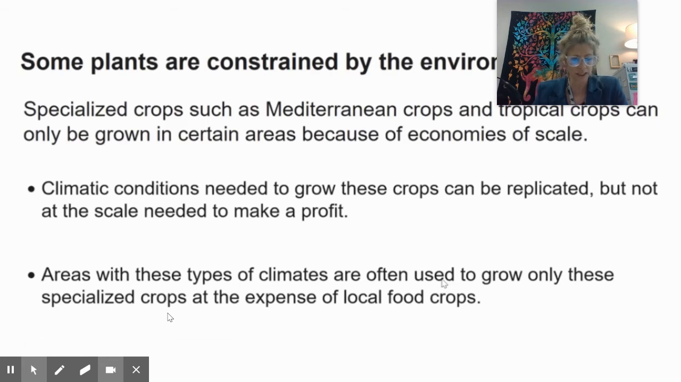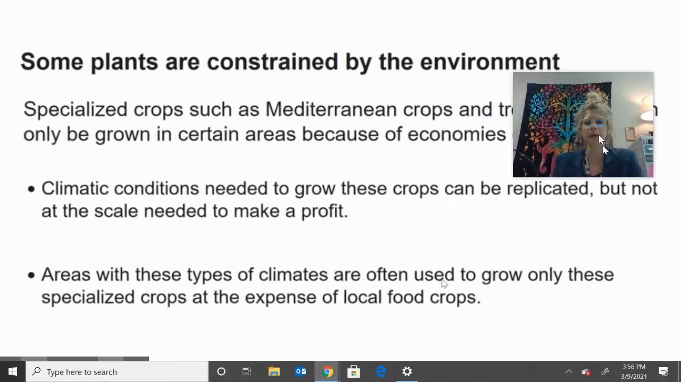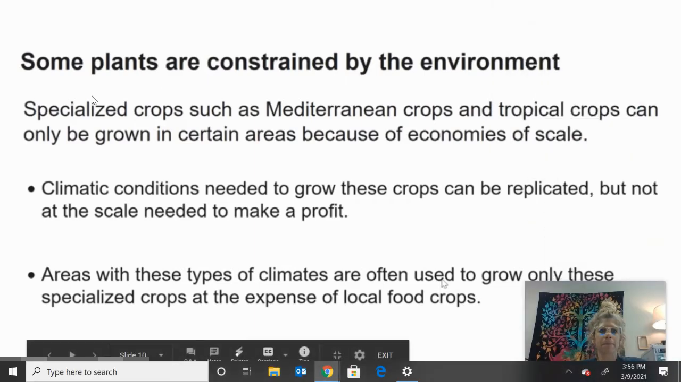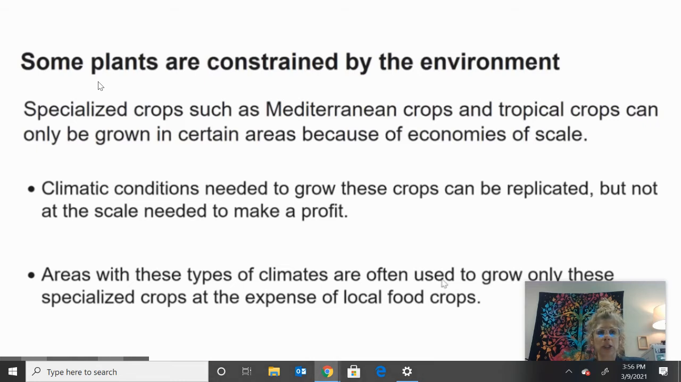All right, let's go on to where it says some plants are constrained by the environment. So this is going to be, again, from Unit 1, we talked about determinism. So that's where you have the climate determining the outcome, okay? So I would note here to those bullet points, climate conditions and certain climates cannot be replicated. And at economies of scale, if you can't replicate, say, a Mediterranean climate to grow olives or grapes in, then you're not going to be able to make a profit, okay?